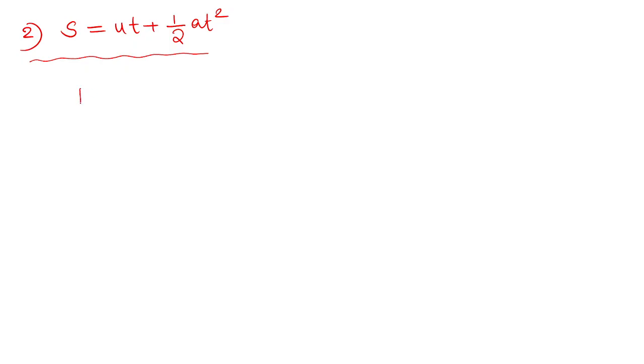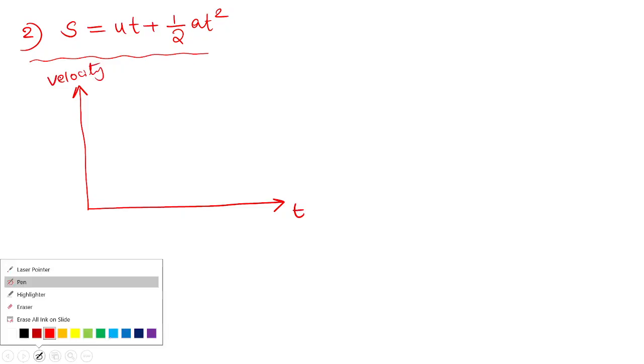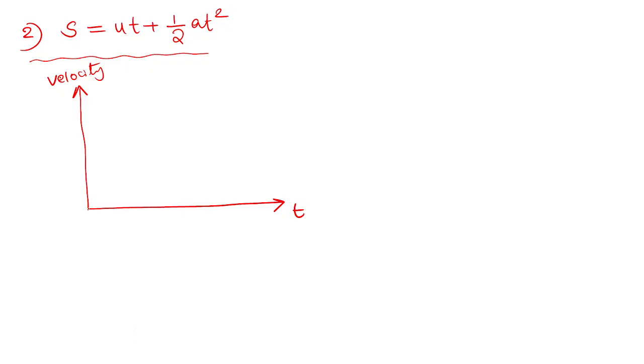Consider a velocity time graph. This is time and this is velocity. Suppose I have drawn a velocity time graph that goes like this, a straight line. Why? For a uniformly fixed acceleration, the velocity time graph will be a line.